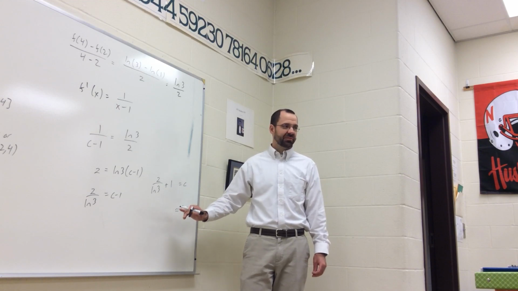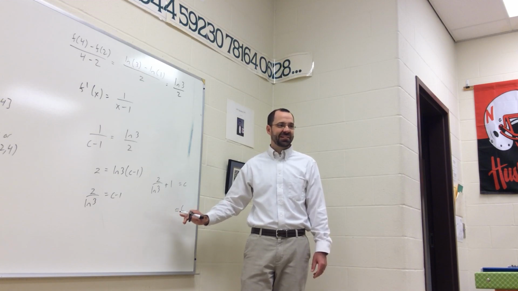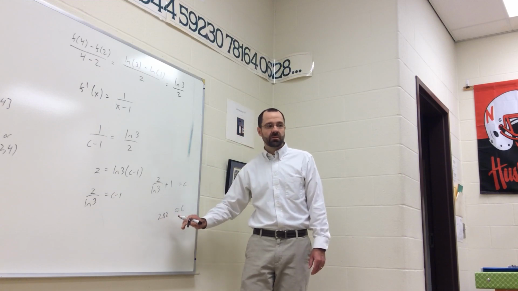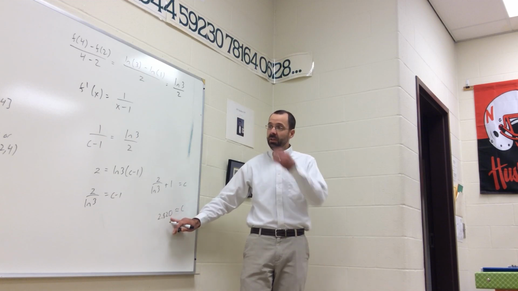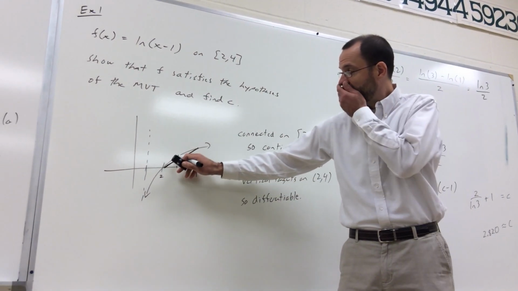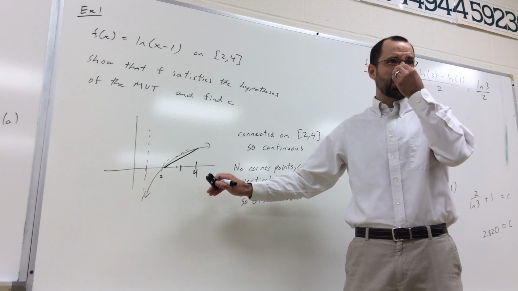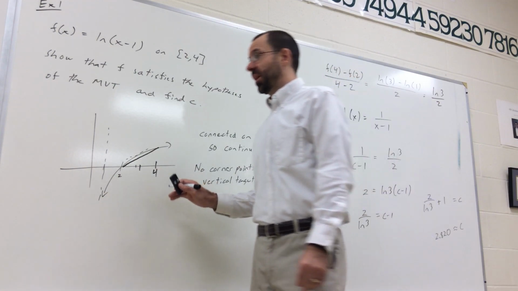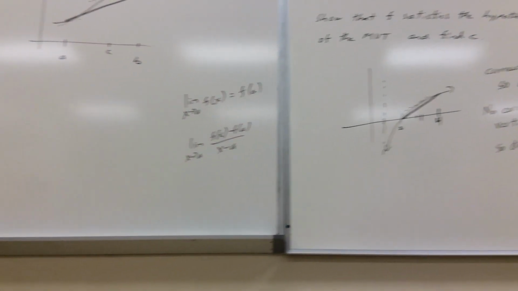Kristen, what you got there? Okay, sorry to pick on you. 2.82? We need 3 decimal places. Good. Does everybody agree with that? All right, cool. So that kind of looks like it's right, because 2.8, I can buy that. That's where the slope of the tangent is equal to the slope of the secant. Okay, so that's the mean value theorem. It talks about where the slope equals something.